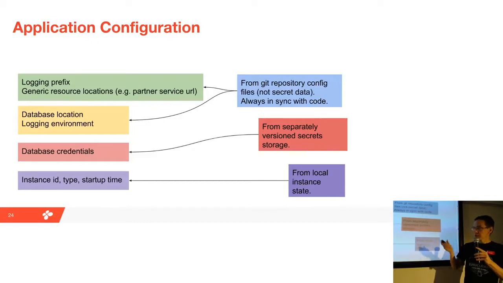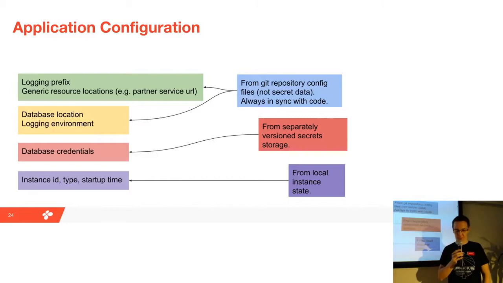So if we try to categorize those things, we will figure out that actually some stuff is very machine dependent, like the instance ID, type, startup time. There's also some other stuff like IP addresses and so forth. But for us, they're not really important. I don't know where most of our servers are. I only care if something goes really, really, really bad. In other cases, I don't care.